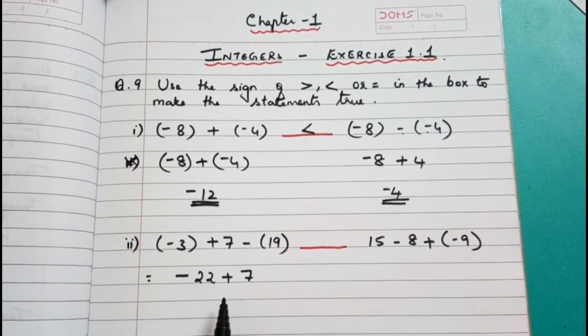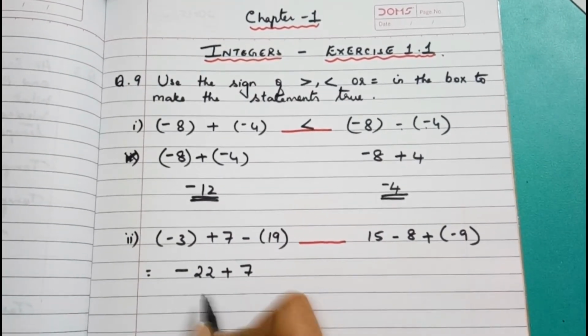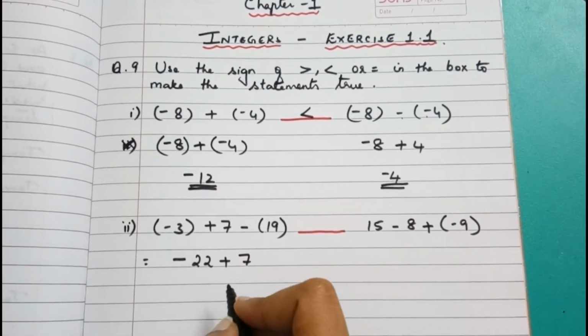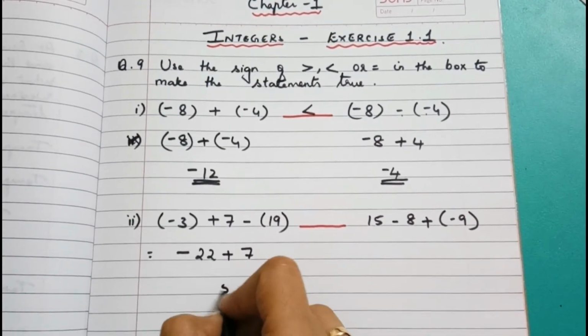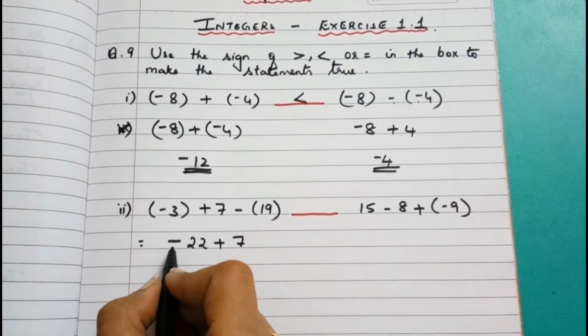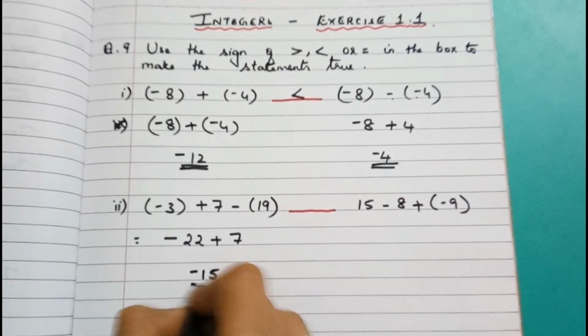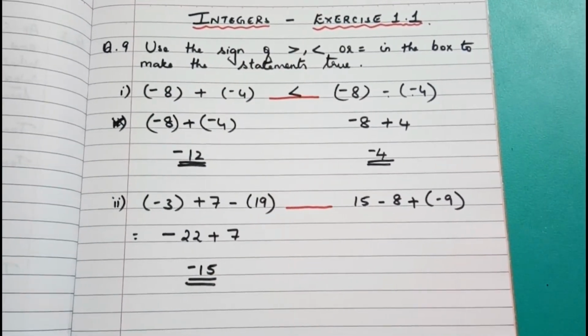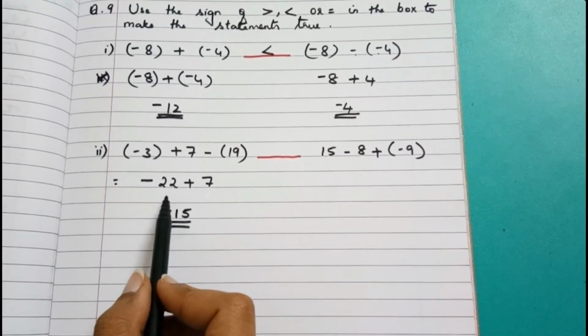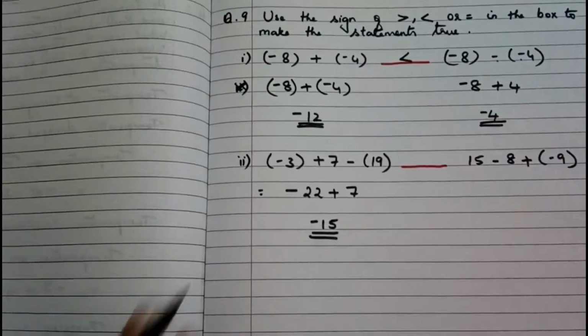What is the difference here? Let's calculate. It's 12 minus 7, 5, carry 1, and 15. Since this is a negative sign, we will put here -15. Okay. Now let's calculate this side. I hope this is clear to everyone. I'll just show you if it is not clear.